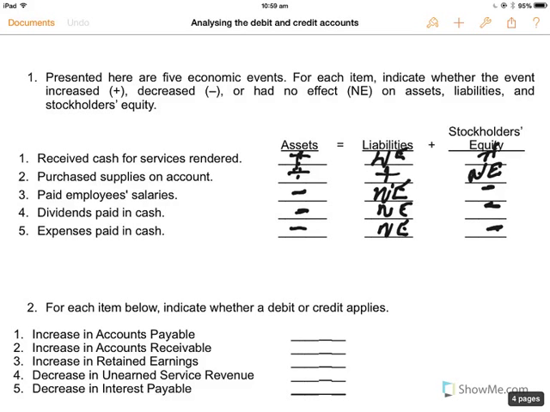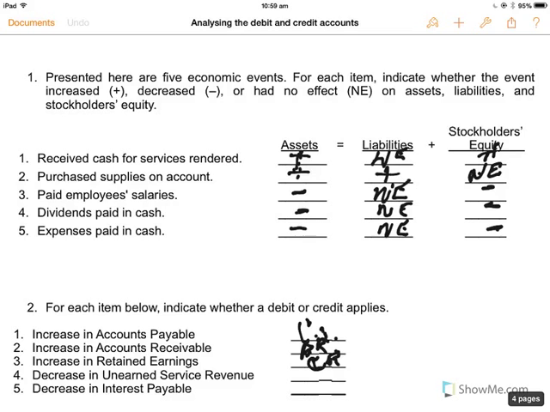All right, now, the second question: for each item below indicate whether a debit or a credit applies. Okay, so if we increase accounts payable, well, that's a credit. Credits increase accounts payable on the right-hand side. Increase in accounts receivable, that's a debit. Okay, left-hand side on the accounts receivable. Increase in retained earnings goes up on the right side, or credit side.